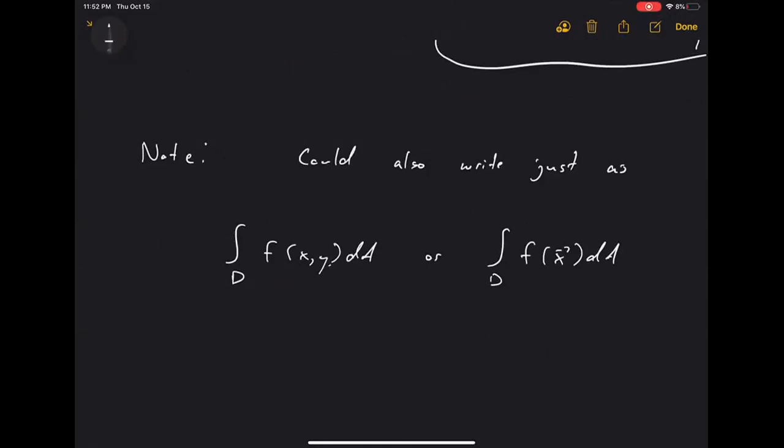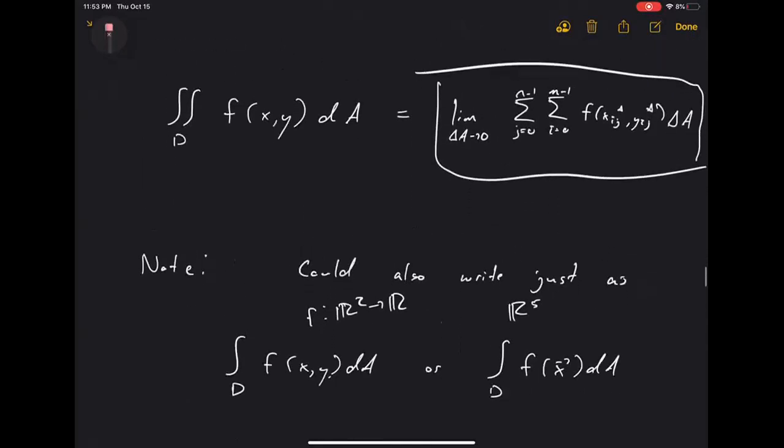And for our function from R2 to R, we have our variables x and y in here. But again, if we're working in higher dimensions, like R5, I wouldn't want to write x1, x2, x3, x4, x5 in my function every time. So instead I can just write a vector x. So all these things are essentially the same.